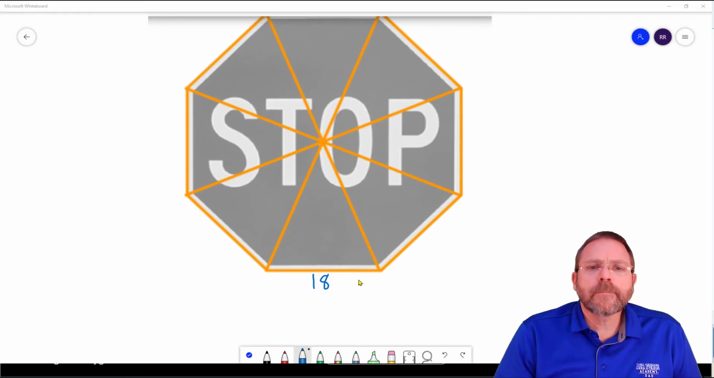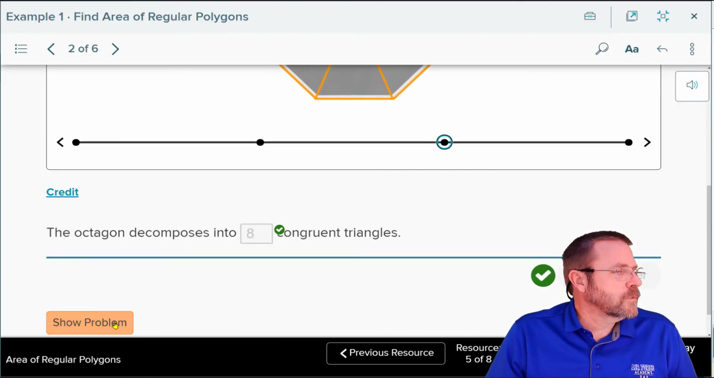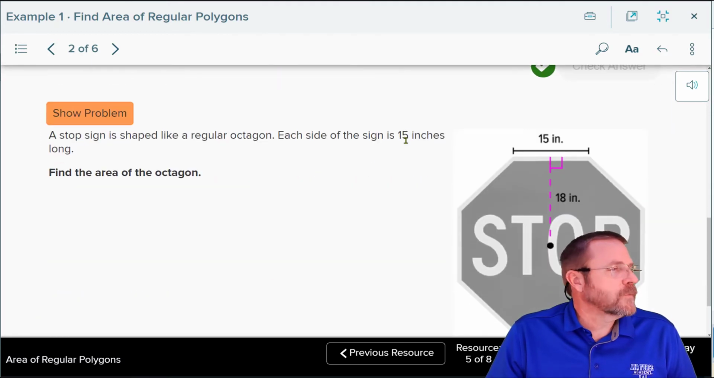Was it 18 or is it 15? Let me go back and check the original problem here. So we got, show the problem. It says that each side is 15 inches, so yep.